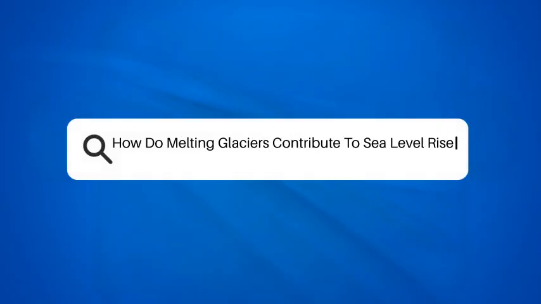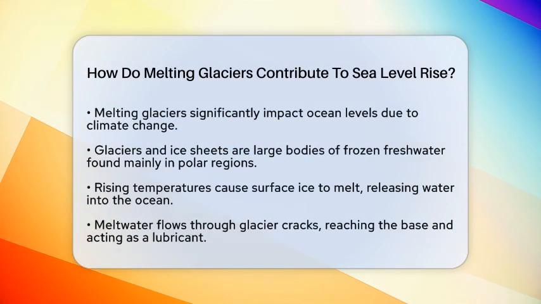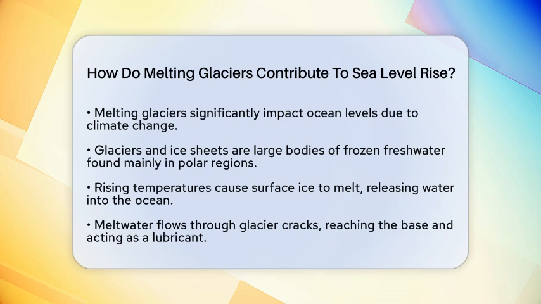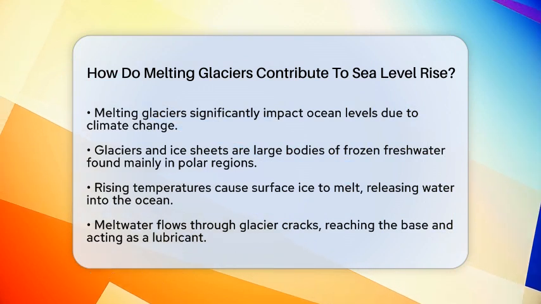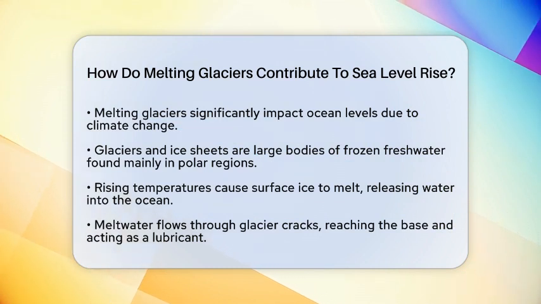How do melting glaciers contribute to sea level rise? Have you ever wondered how melting glaciers impact our oceans? It is a fascinating and pressing topic, especially in the context of climate change. Melting glaciers contribute to sea level rise primarily by releasing water that was previously stored as ice on land into the ocean. This process increases the overall volume of ocean water, leading to rising sea levels around the globe.